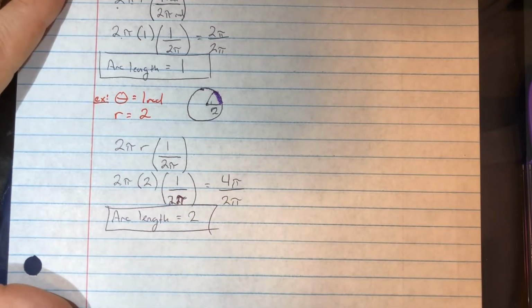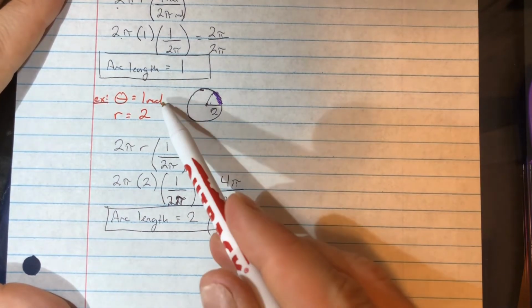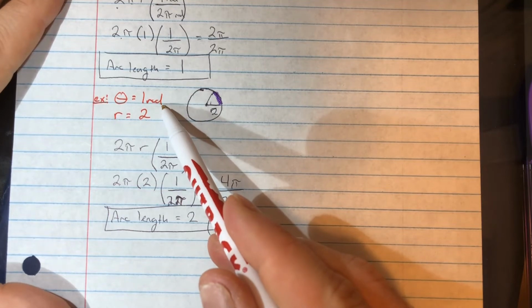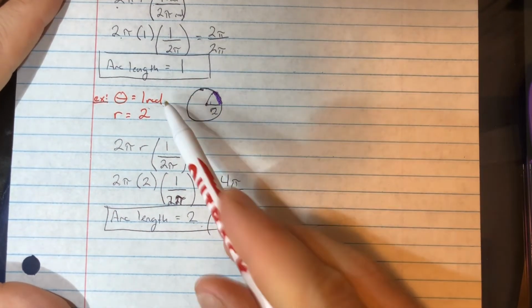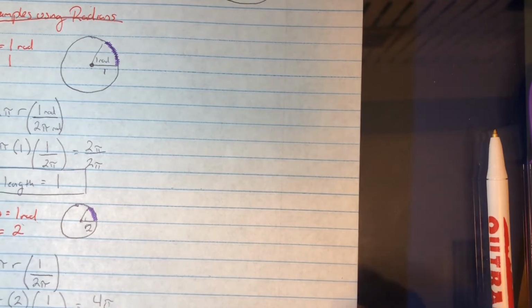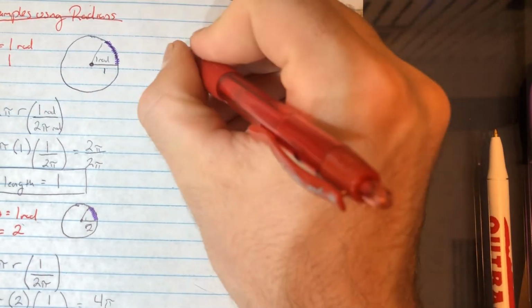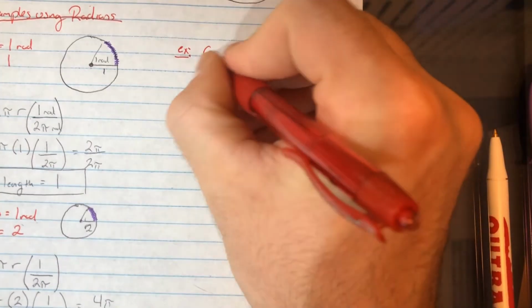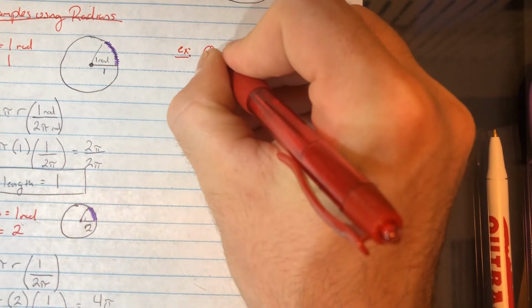And so we notice what's going on here. Every time I have some sort of radian length and I have a radius, it is some multiple of that radius, which is why we use radians. So let's do one more example. Let's change them both this time. Let's say I have an example instead with arc length.